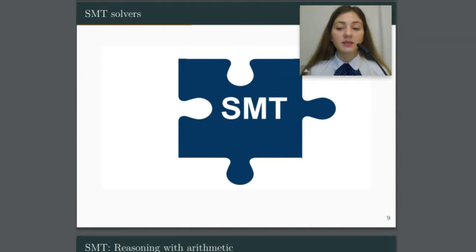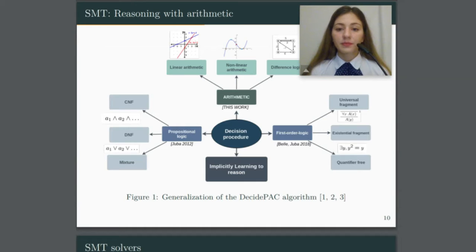Recall that SAT is the problem of deciding satisfiability for Boolean formulas, whereas SMT decides satisfiability for more expressive domains, which require some background knowledge. A formula is satisfiable if there is an assignment of values that gives that formula the value true under evaluation. The first work on this side of PAC has been proposed by Brendan Juba on propositional logic, followed by an augmentation of this framework to first-order logic.